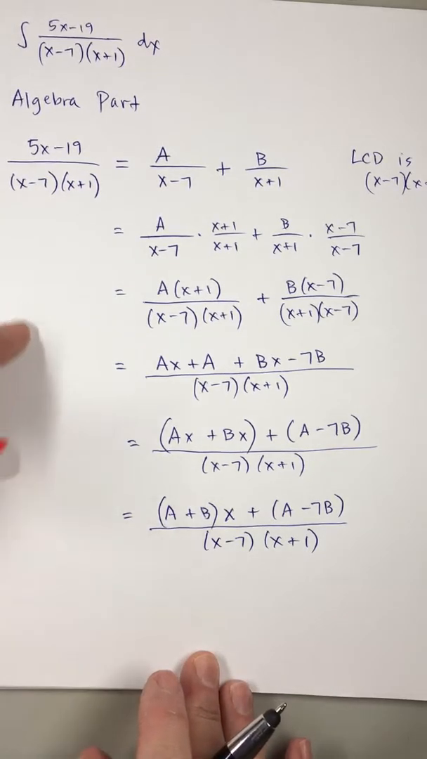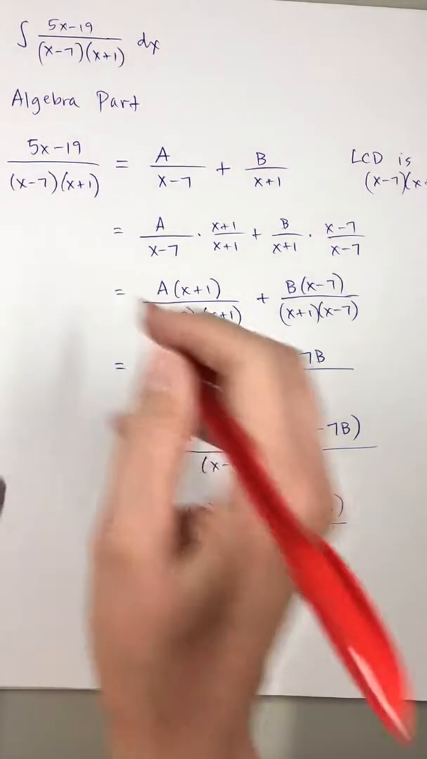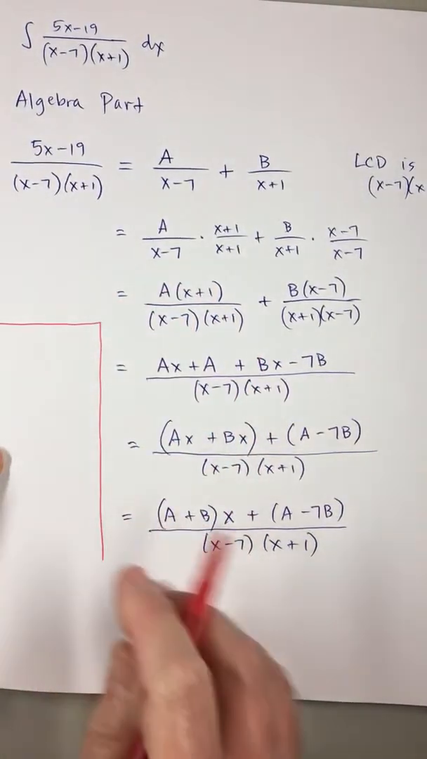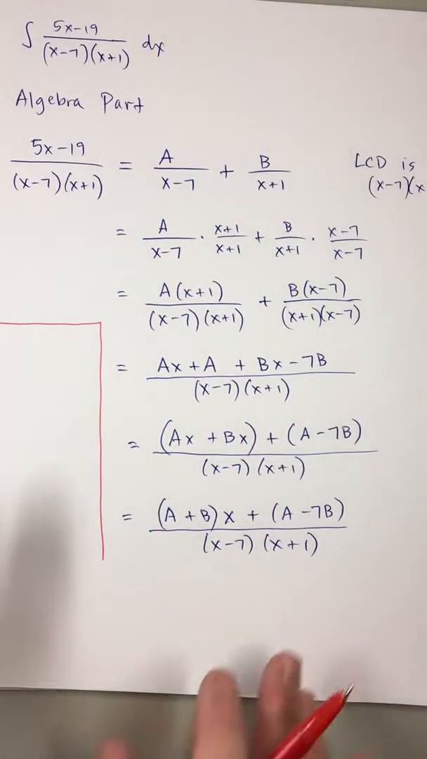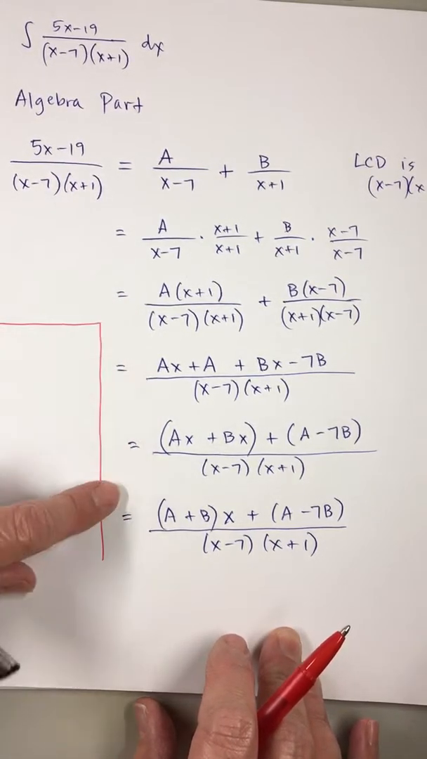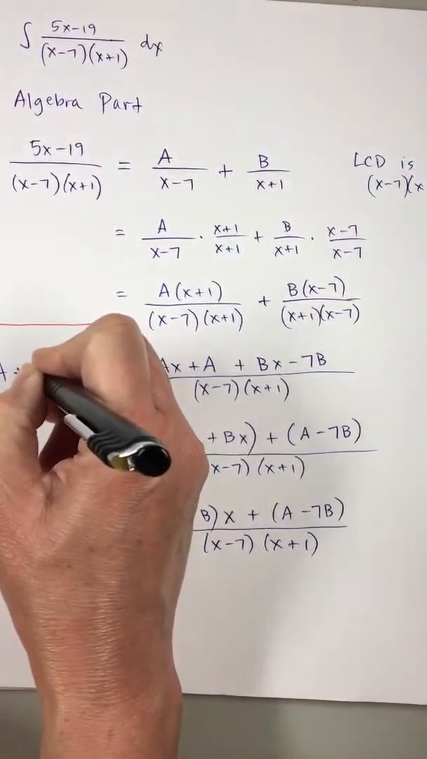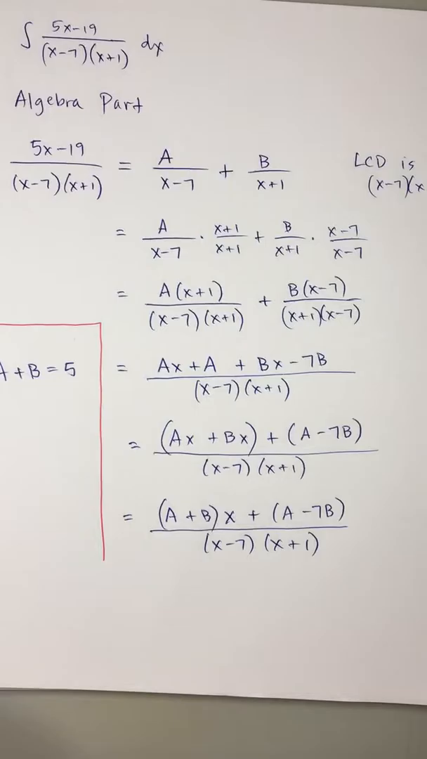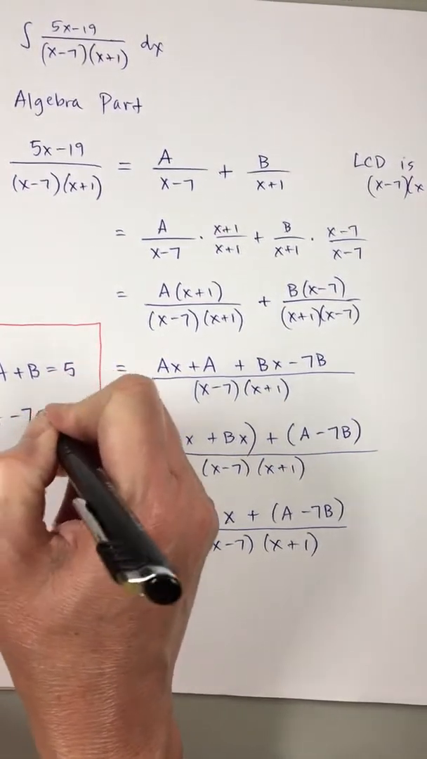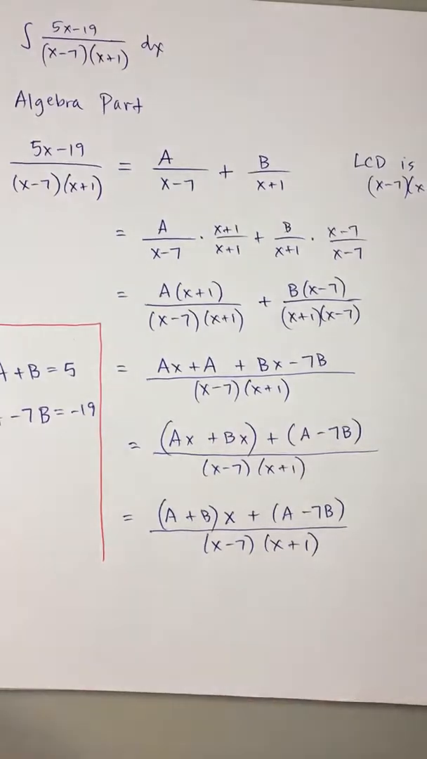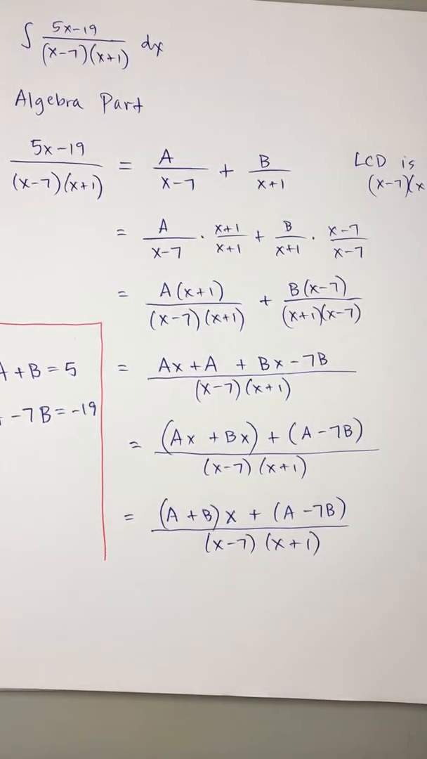I'm going to write that on the side here. It's the next thing I need to do in the problem, so I'm going to separate it because it has nothing to do with these equal signs right here. But I know this, that a plus b equals 5, and I know that a minus 7b equals negative 19. Now there I have a system of equations. And the biggest question that students ask is, how did you know that? Raise your hand if you know how I knew that.